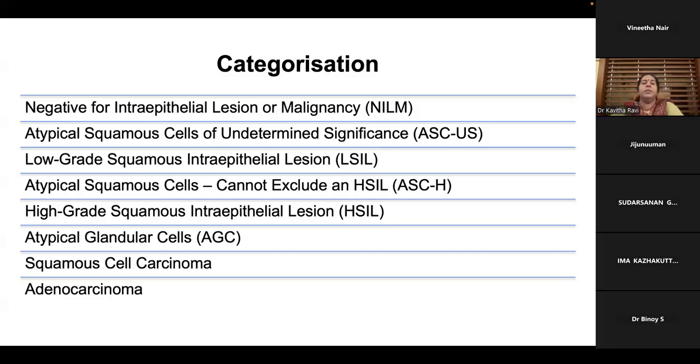Then comes the problematic reports, starting from the least malignant to the highest malignancy. So atypical squamous cells of undetermined significance, that is ASCUS. Low-grade squamous intraepithelial lesion is LSIL. Atypical squamous cells, but we cannot exclude an HSIL, that is high-grade lesion, that is ASC-H. Then high-grade squamous intraepithelial lesion or HSIL, atypical glandular cells, AGC, squamous cell carcinoma, and adenocarcinoma.